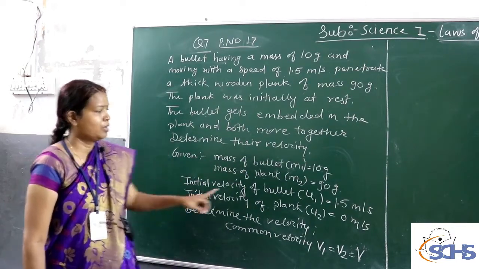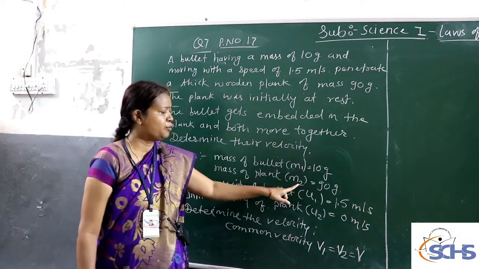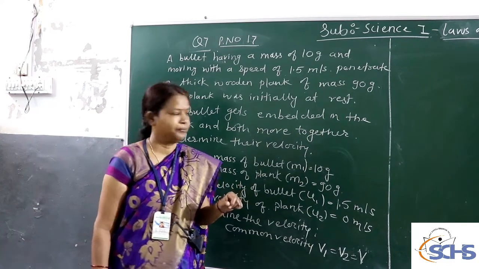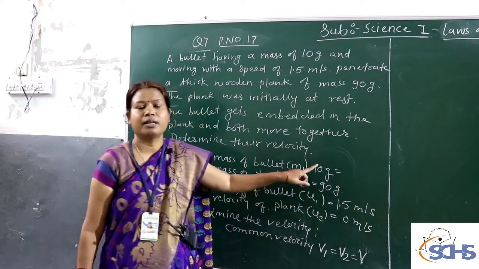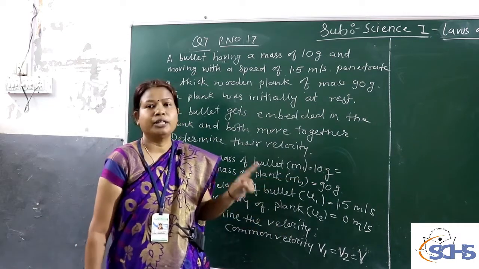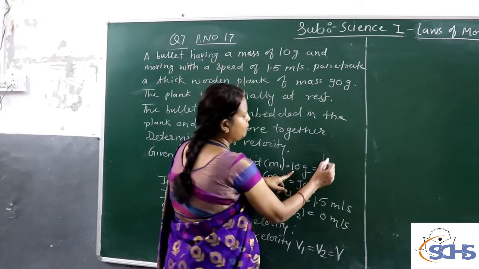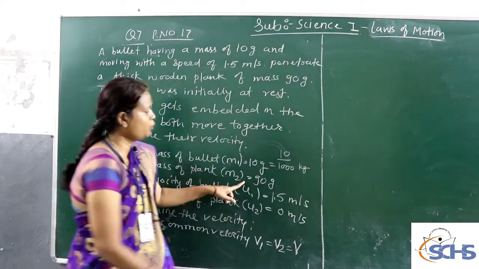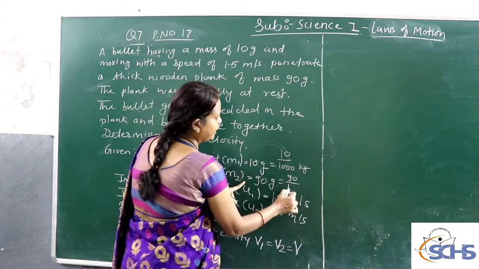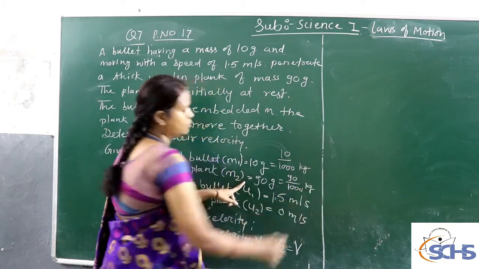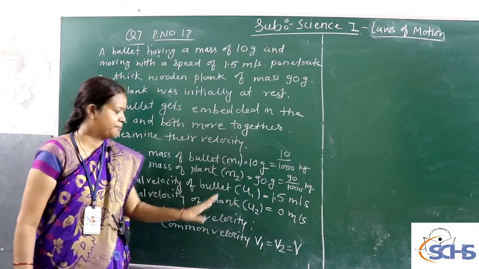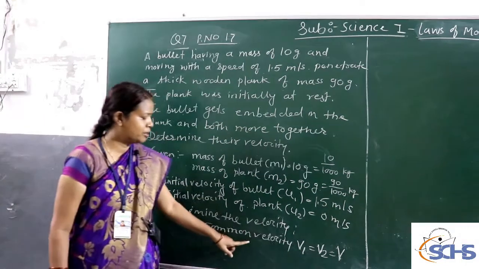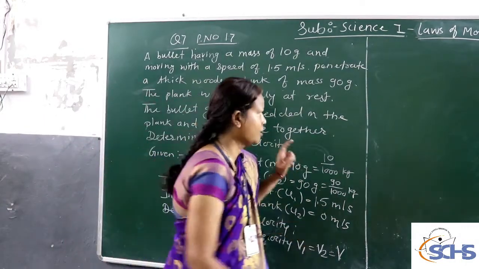Now again, first m1 and m2 both values are given in gram. You have to convert it into kilogram. How to convert the gram into kilogram? We have to divide it with 1000. So it becomes 10 upon 1000 kilogram, and second value becomes 90 upon 1000 kilogram. Okay. These are given values, and what we have to determine? We have to determine the common velocity, that is v.